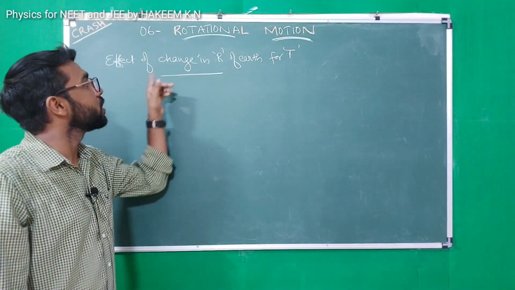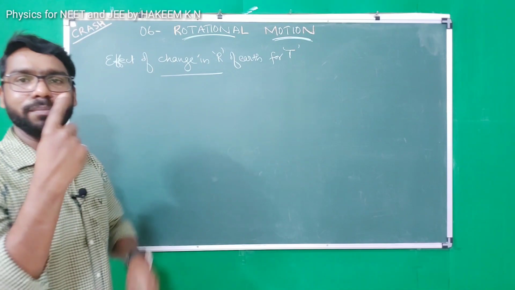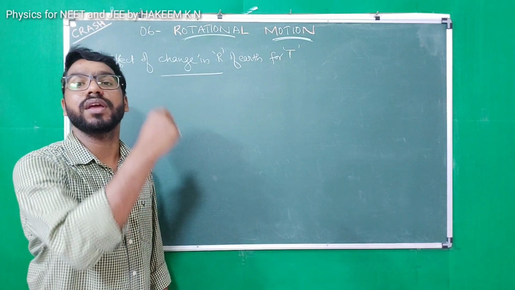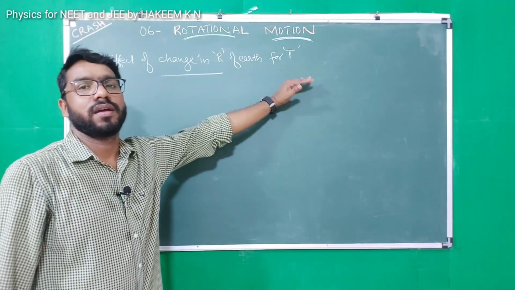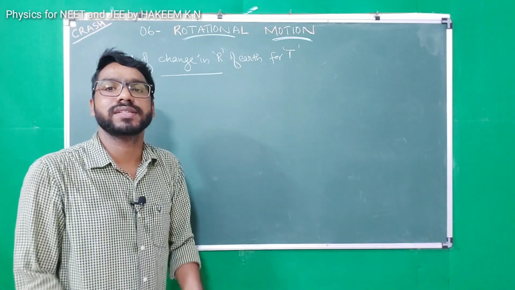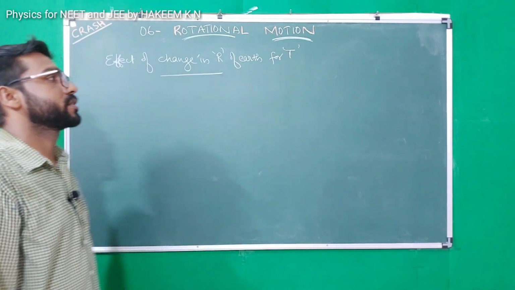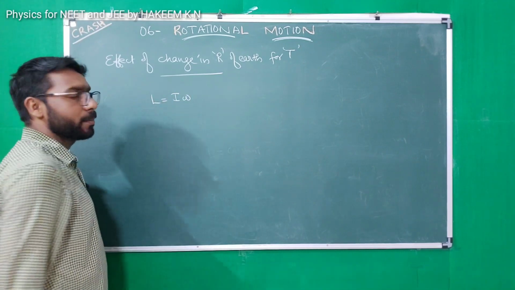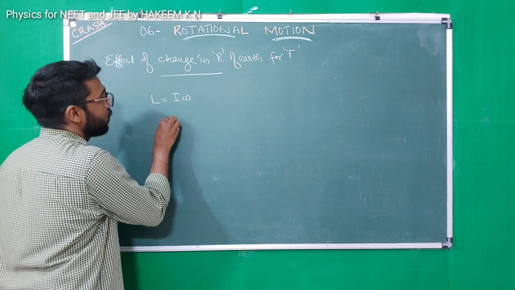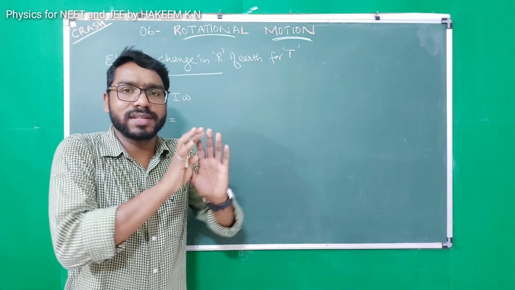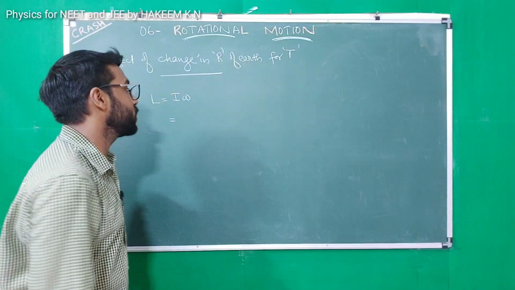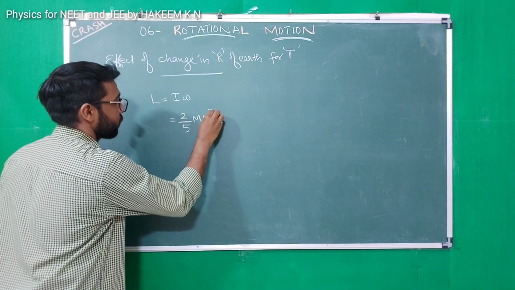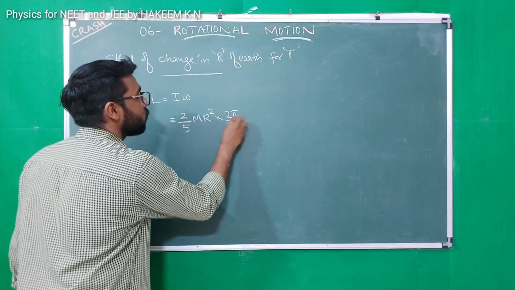Effect of change in radius of Earth on its time period of rotation. We know that Earth is rotating about its own axis, and the time period of that rotation is around 24 hours. L equal to I omega. Earth is assumed to be a solid sphere, so its moment of inertia is 2 by 5 m r square, and omega we can write as 2 pi by T.